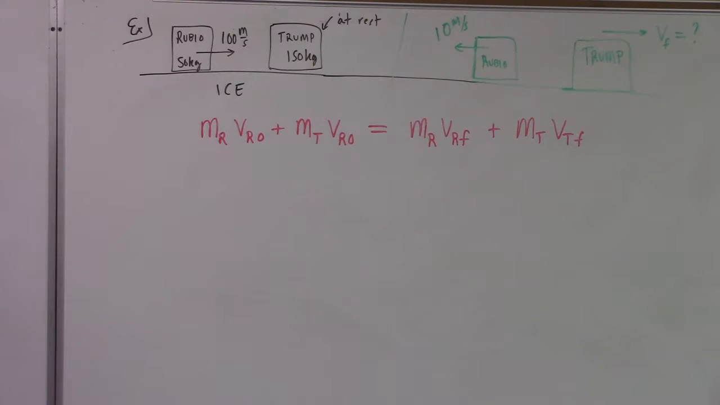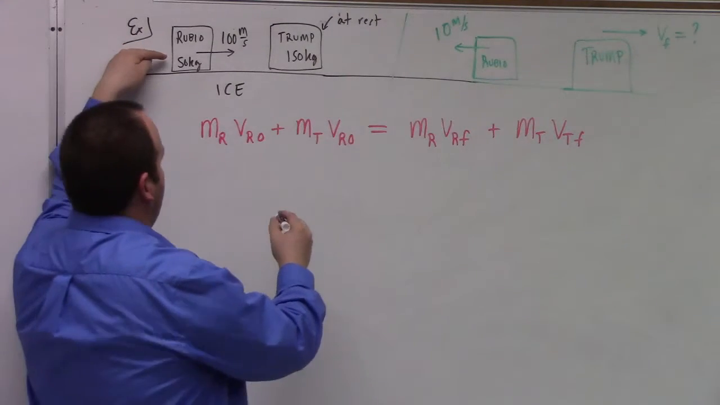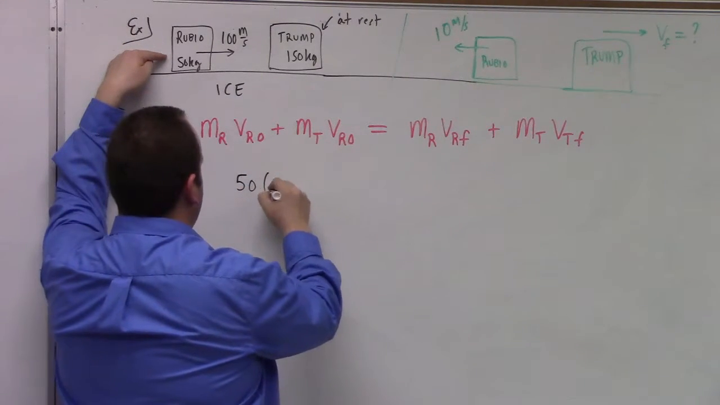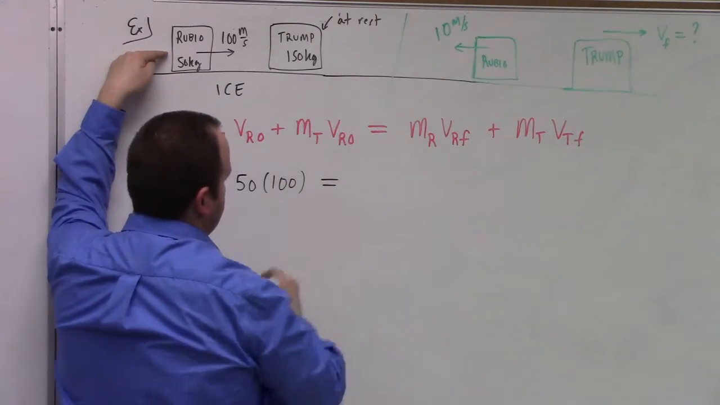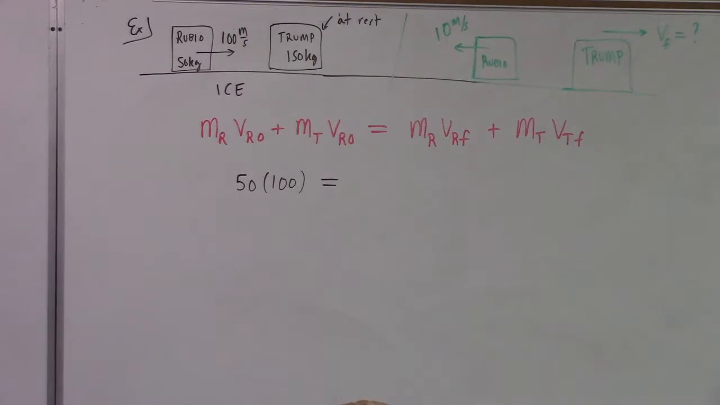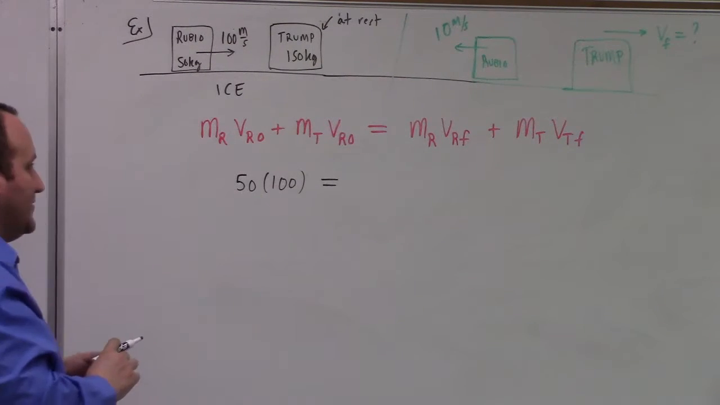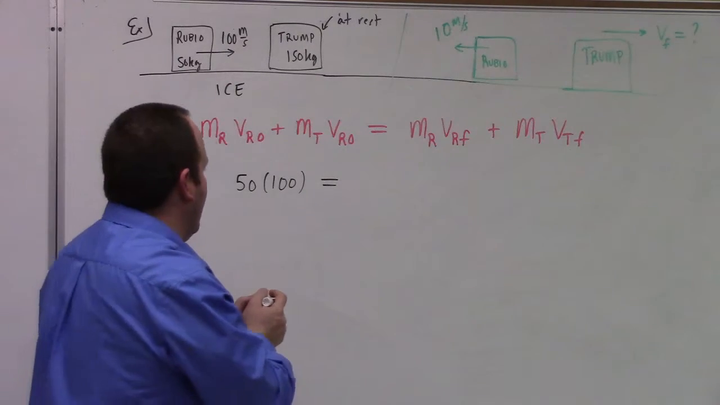So let's do it. We have 50 times 100. Why is it plus? Because it's going to the right. Technically, yes, kilogram meters per second. It just gives me no joy to write that 30 times. If they paid me more, maybe I would include units. Sorry. There's no joy in this job unless I can at least confuse you.